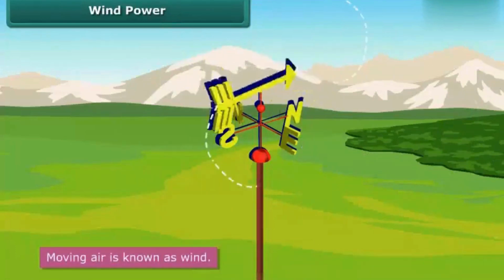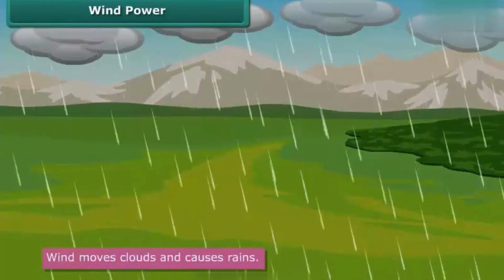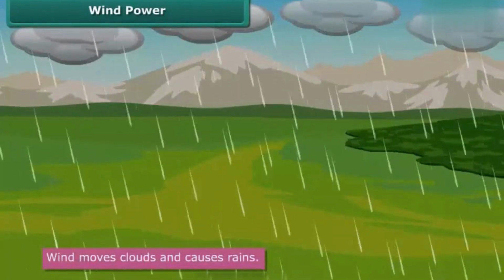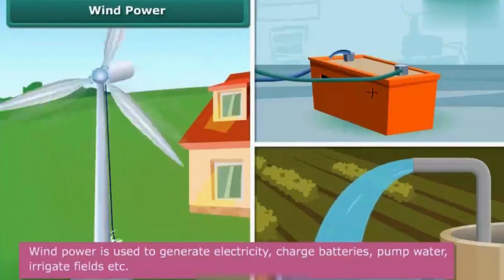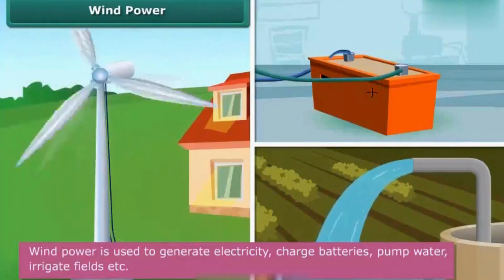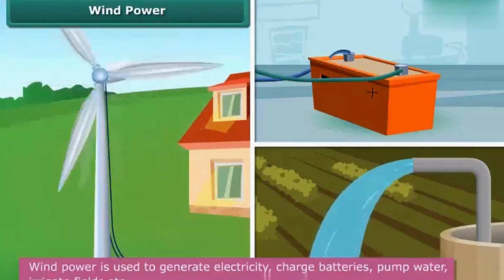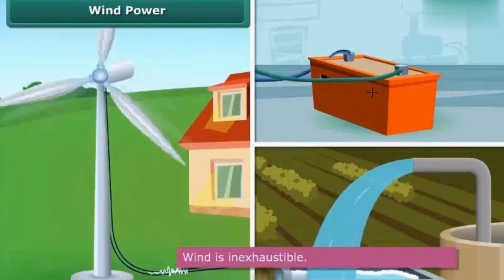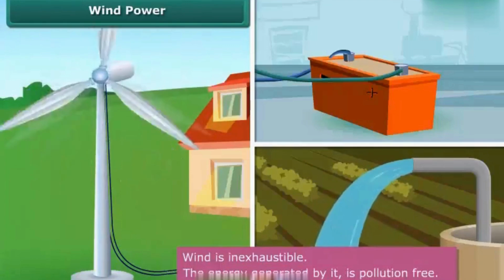Moving air is known as wind. Wind moves clouds and causes rain to be distributed evenly over the earth. Wind power is used to generate electricity, charge batteries, pump water, irrigate fields, etc. The biggest advantage in using wind power is that wind is an inexhaustible resource. The energy generated by it is pollution-free.